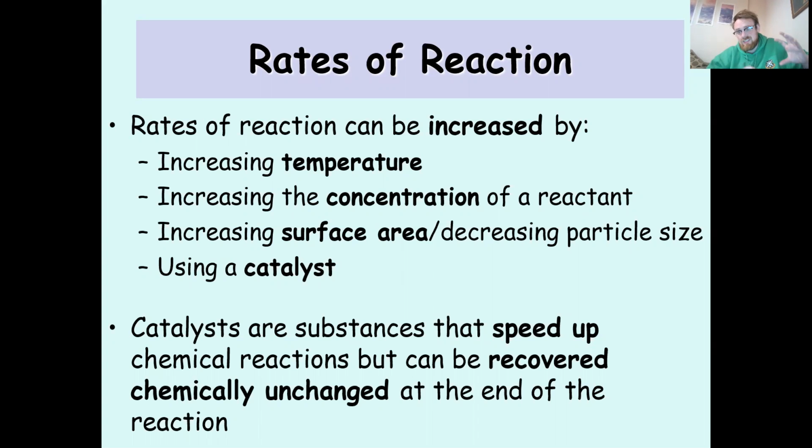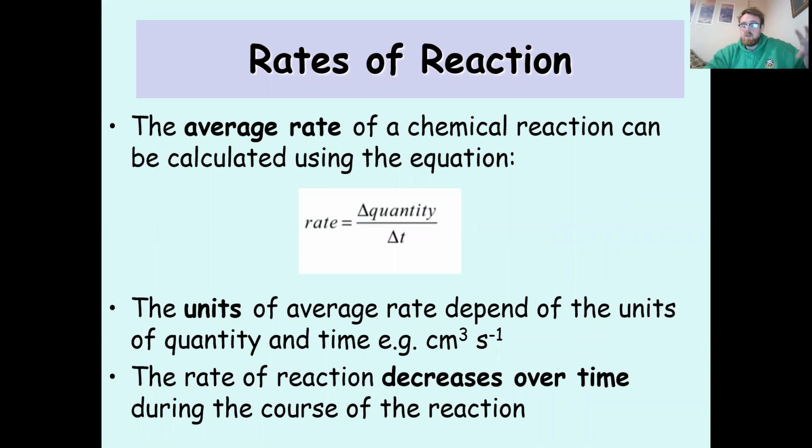And using a catalyst, it's complicated. You'll learn more about it in higher, but essentially it holds chemicals in place so that they're not all whizzing past each other. It holds one chemical and the other one can bump into it much easier. Remember that catalysts are substances that speed up chemical reactions but can be recovered at the end of the reaction unchanged. The last thing that you need to know is the calculation for rates of reaction.